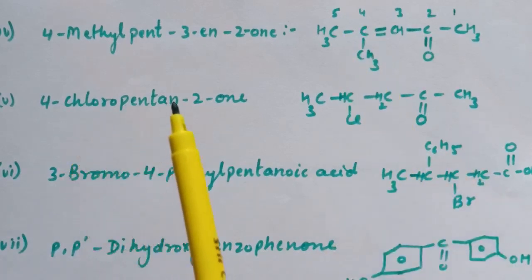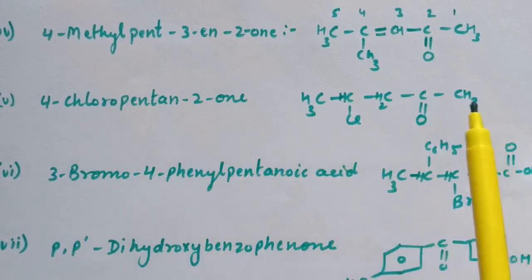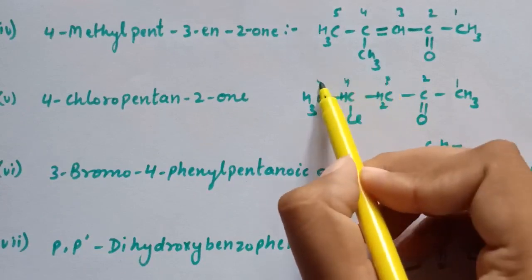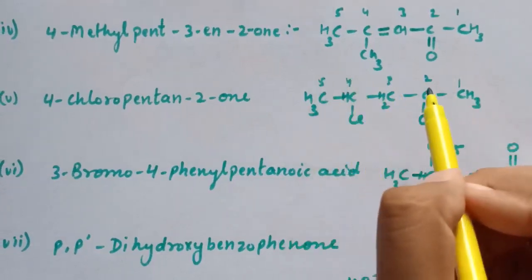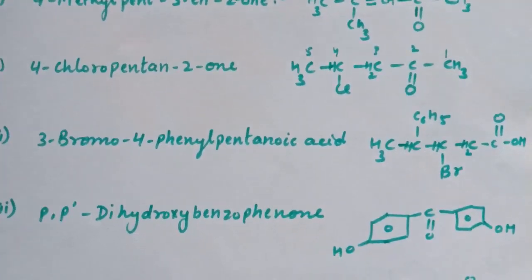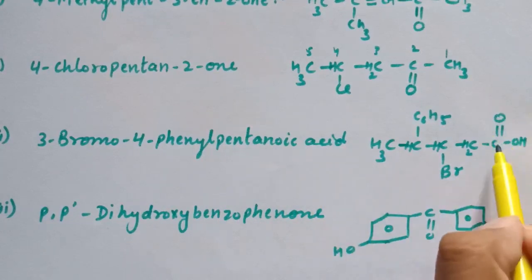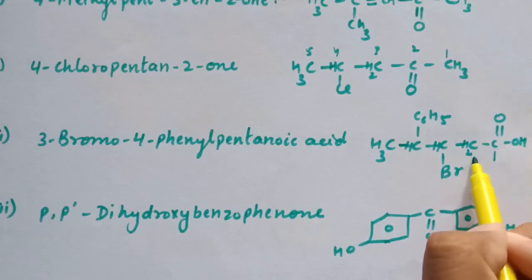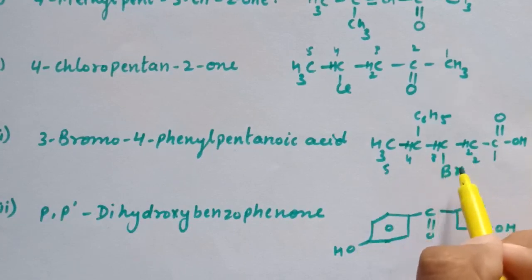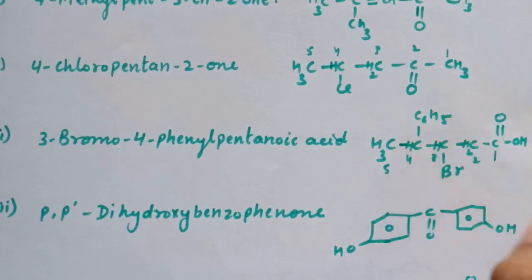Next is 4-chloropentan-2-one. This is the structure of 4-chloro. We will start numbering from this side: 1, 2, 3, 4, 5. 4-chloropentan-2-one. Now sixth is 3-bromo-4-phenyl pentanoic acid. Now C double bond OH is the functional group for carboxylic acid. So we will start numbering from this side: 1, 2, 3, 4 and 5th. At third position Br is there, and at fourth position a phenyl group is there. So this is the structure of this compound.